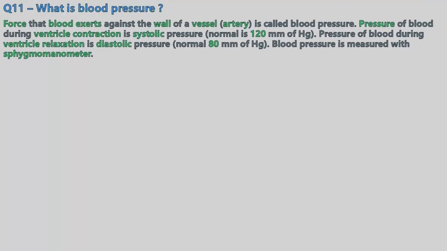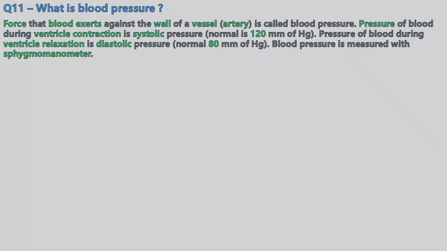What is blood pressure? The force that the blood exerts against the wall of a vessel, the artery, is called blood pressure. Pressure of the blood during ventricle contraction, right? When the left ventricle contracts, it pushes the blood into the aorta and the arteries, and due to this there will be a pressure called systolic pressure. The normal systolic pressure in human beings is 120 millimeter of mercury, 120 mm of Hg.